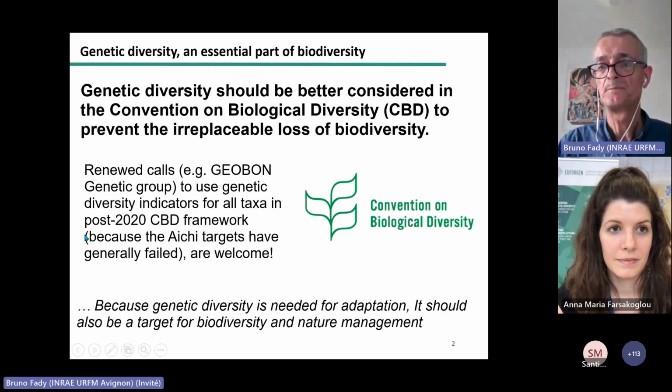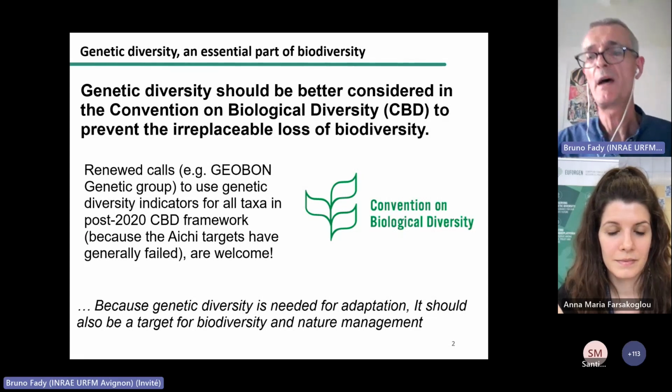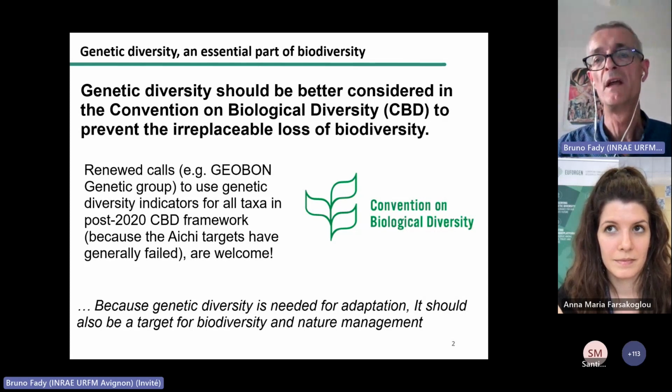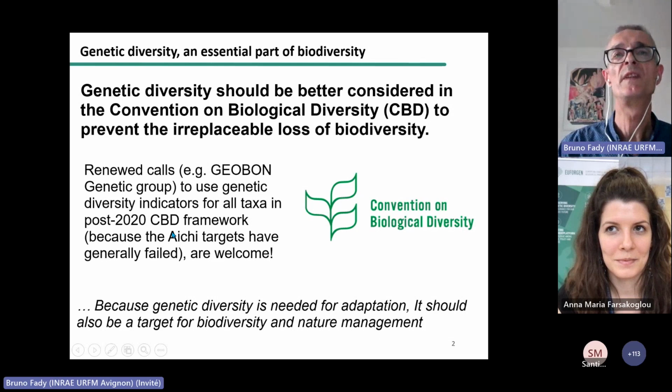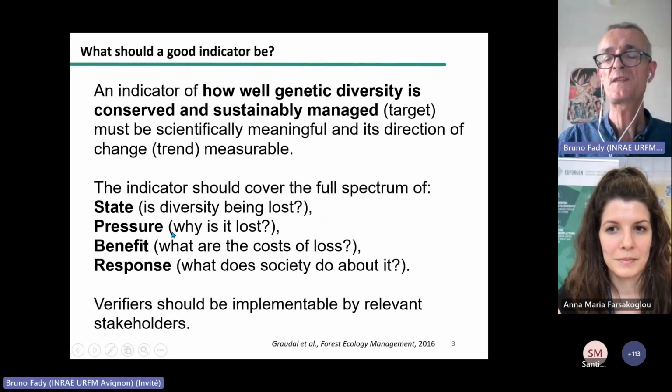In fact, in the CBD, mostly what you see when talking about genetic diversity is the Nagoya Protocol on fair access and exchange of the benefits arising from genetic diversity, meaning that people think about using diversity and not necessarily protecting it.